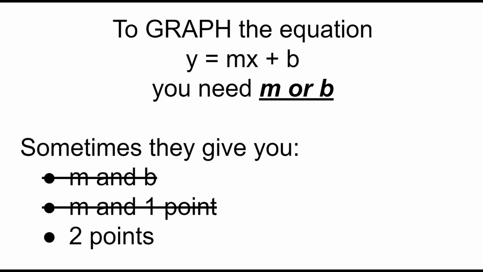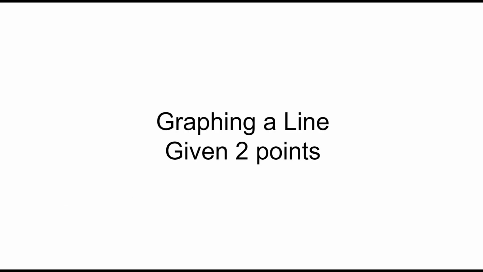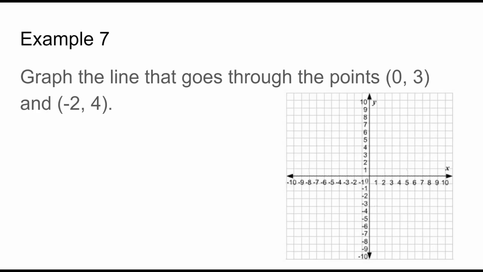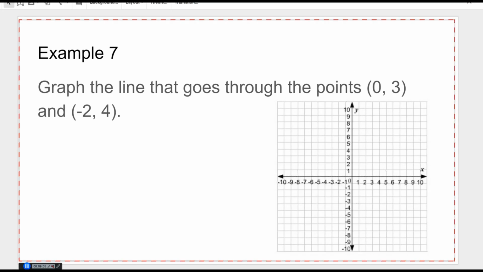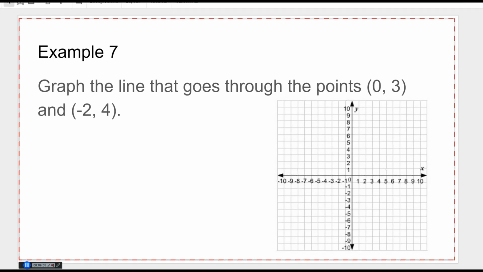The last thing we're going to cover is graphing when we're given 2 points. Anytime we are graphing a line and we have 2 points, that's all we need to show that the line exists. So we'll do one example together and then one on your own. So it says to graph the line that goes through the points 0, 3 and -2, 4. All right, so we don't have slope, we don't have a y-intercept, we just have ordered pairs.